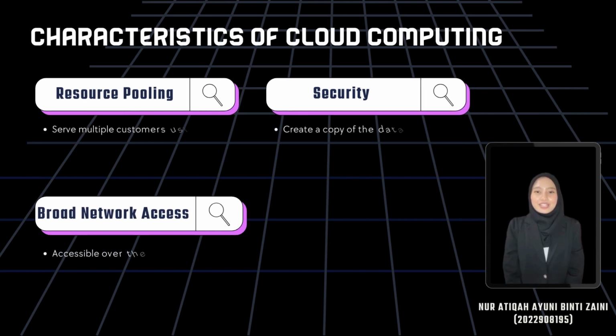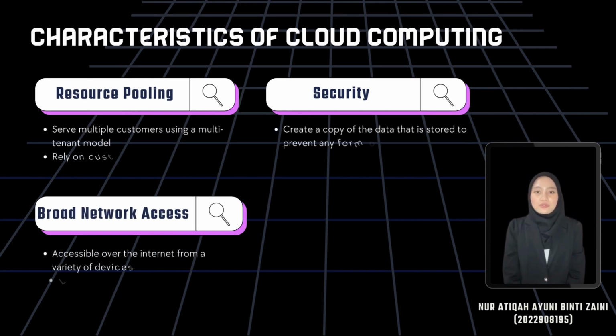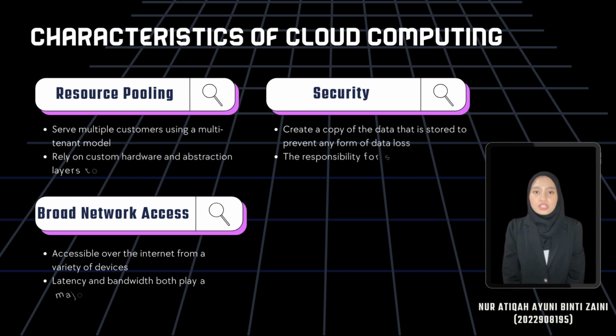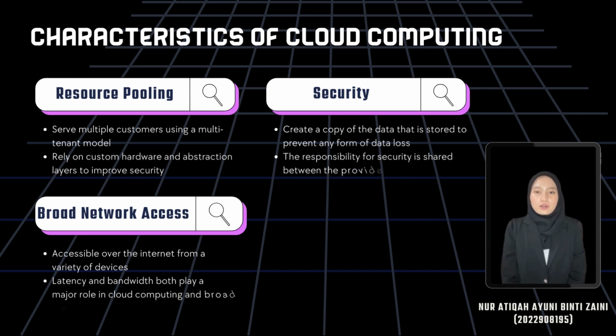My name is Nur Atika Ayuni binti Zaini, and I will proceed with the characteristics of cloud computing. The first characteristic of cloud computing is resource pooling. Public cloud providers rely on multi-tenant architectures to accommodate more users at the same time. Customers' workloads are abstracted from the hardware and underlying software, which serve multiple customers on the same host. Cloud providers increasingly rely on custom hardware and abstraction layers to improve security and speed users' access to resources.